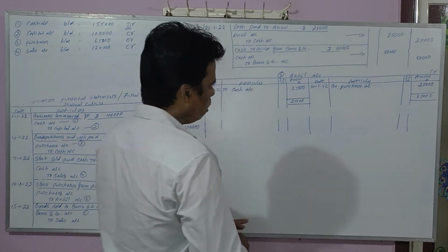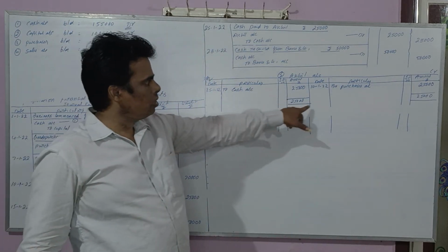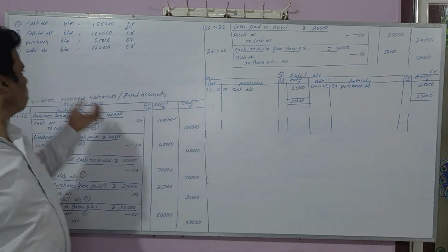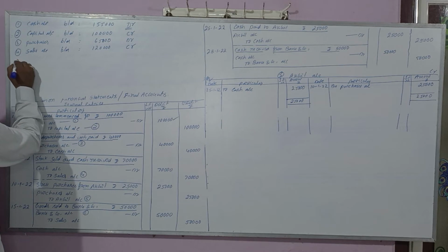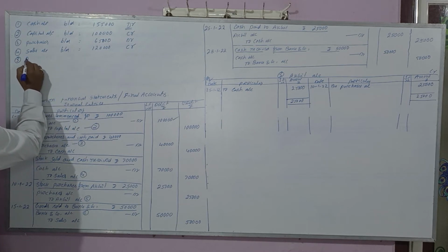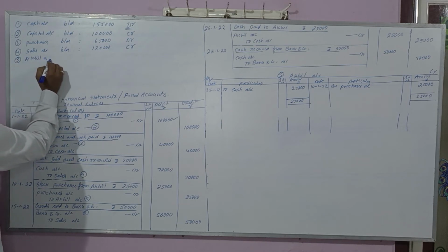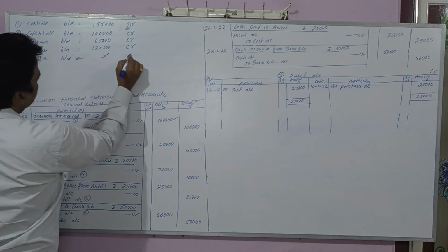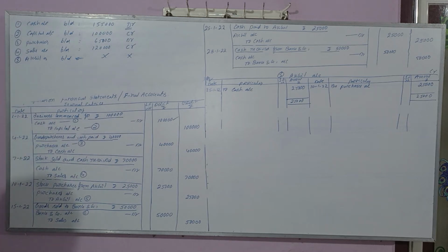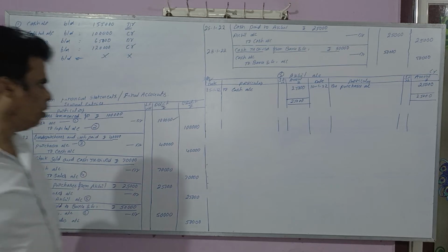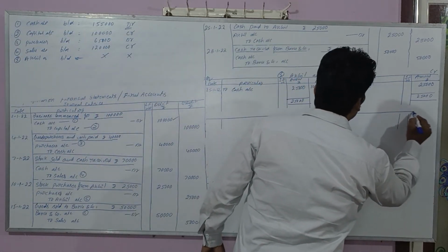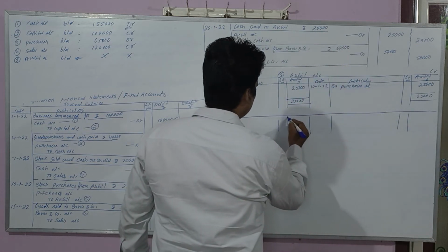Okay. Then you observe there is no brought down amount in this account. If any brought down amount is there, then we write brought down. Then fifth account, Akil account, is prepared, but there is no brought down. Next, sixth account, the last and final account, Bonu and Co account.